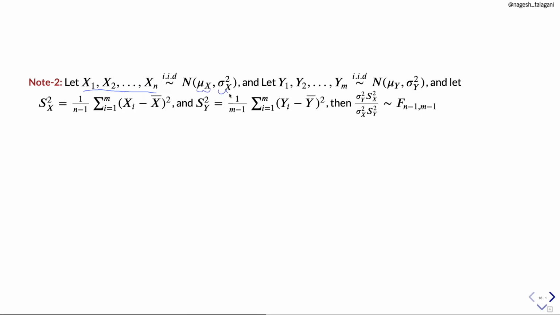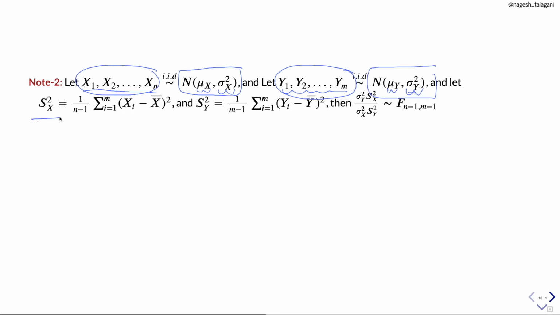Note that x1, x2, so on, xn are IID normal random variables with a mean parameter mu x and the variance parameter sigma x square, and y1, y2, ym are IID normal random variables with a mean parameter mu y and the variance parameter sigma y square. That is, this is a random sample of size n that comes from the population having the normal distribution with the mean parameter mu x and the variance parameter sigma x square. This is another random sample of size m that comes from the population having the normal distribution with the mean parameter mu y and the variance parameter sigma y square.